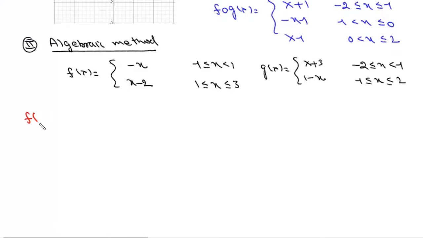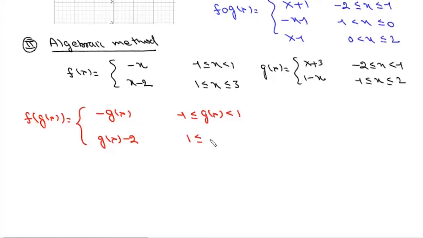Now again we'll find f of g(x). In this definition we'll replace x with g(x). So it will be minus g(x) when g(x) lies between -1 and 1, and it will be g(x) minus 2 when g(x) lies between 1 and 3. So for this f of g(x), we have defined everything in terms of g(x). Now this g(x) itself has two definitions, x plus 3 and 1 minus x. So now we'll expand it in 4 parts using the definition of g(x).